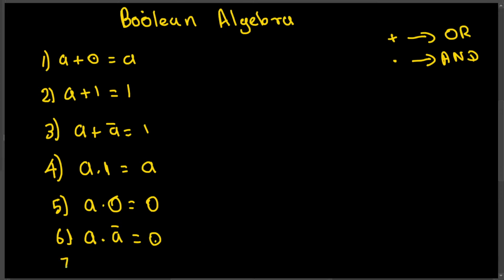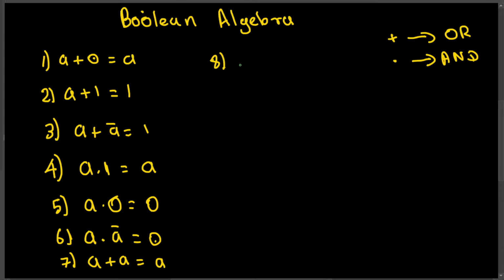Now let's look at the 7th property. If we have a plus a, that's going to be a, because think about this, think about 1 plus 1. In OR gate, 1 plus 1, that is 1. In OR gate, 0 plus 0, that is 0. So whatever the a value is going to be the final answer.